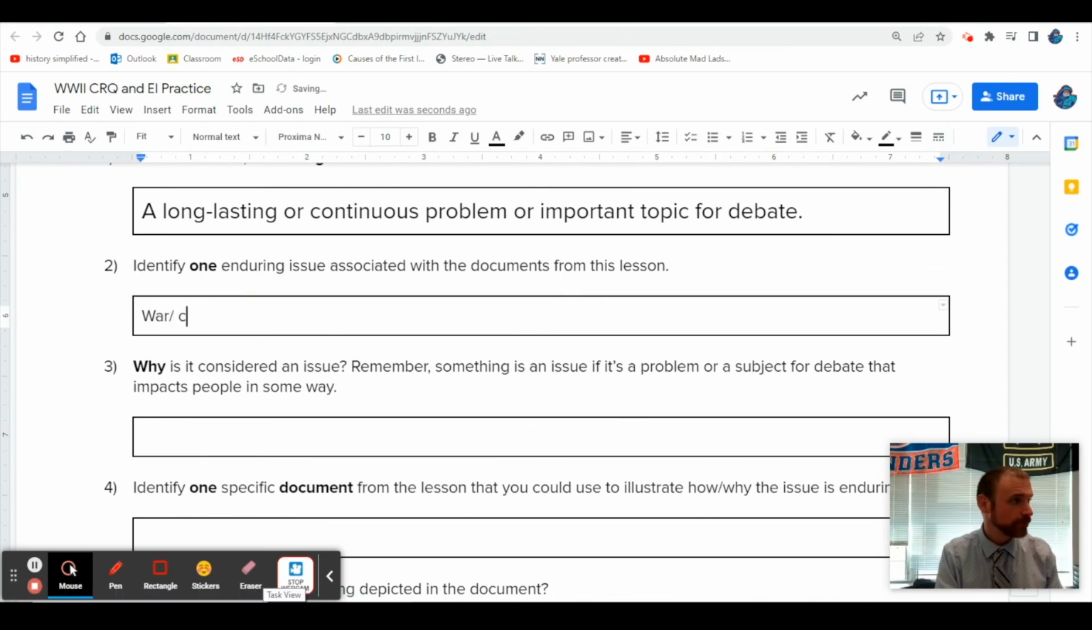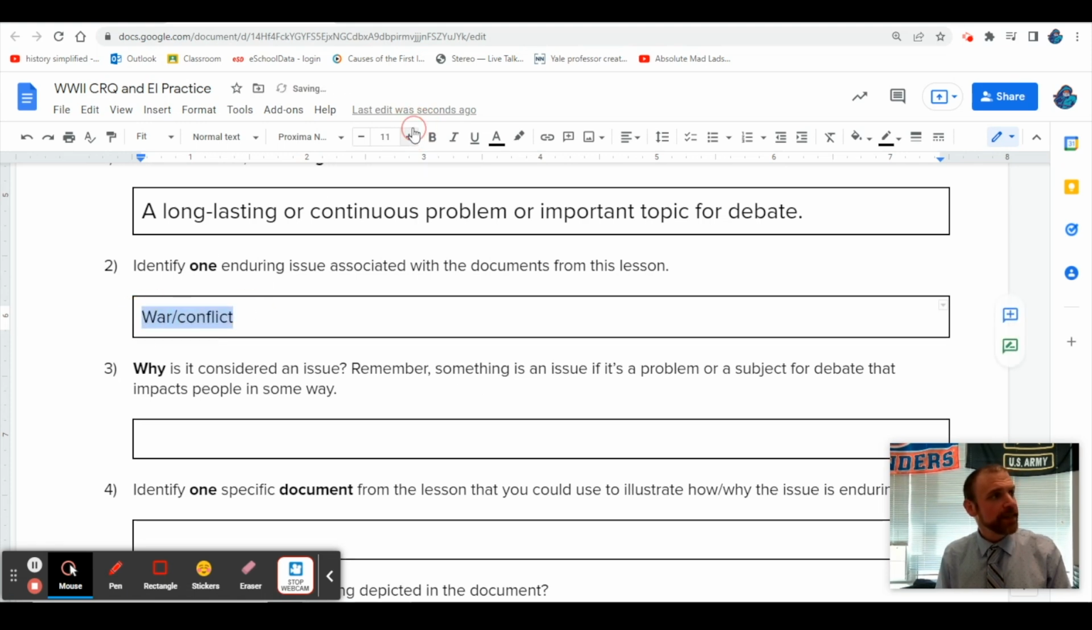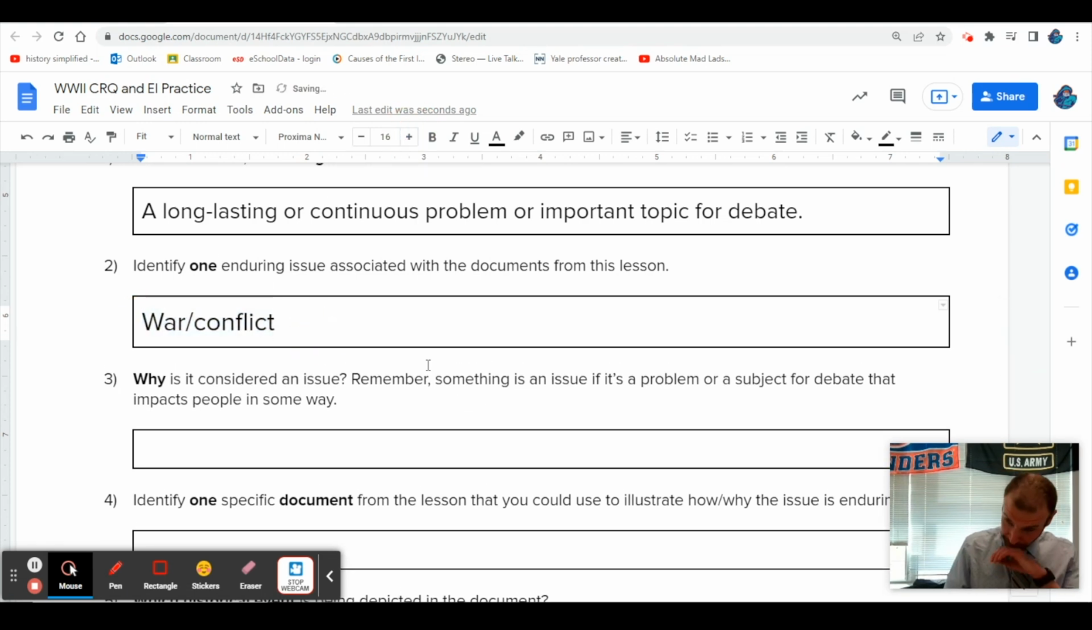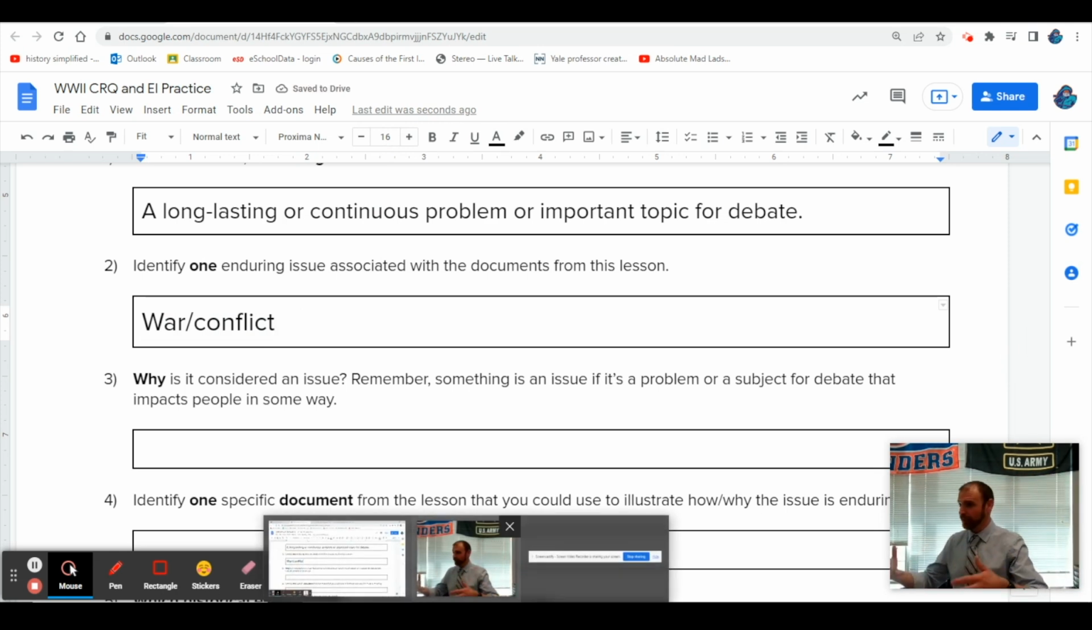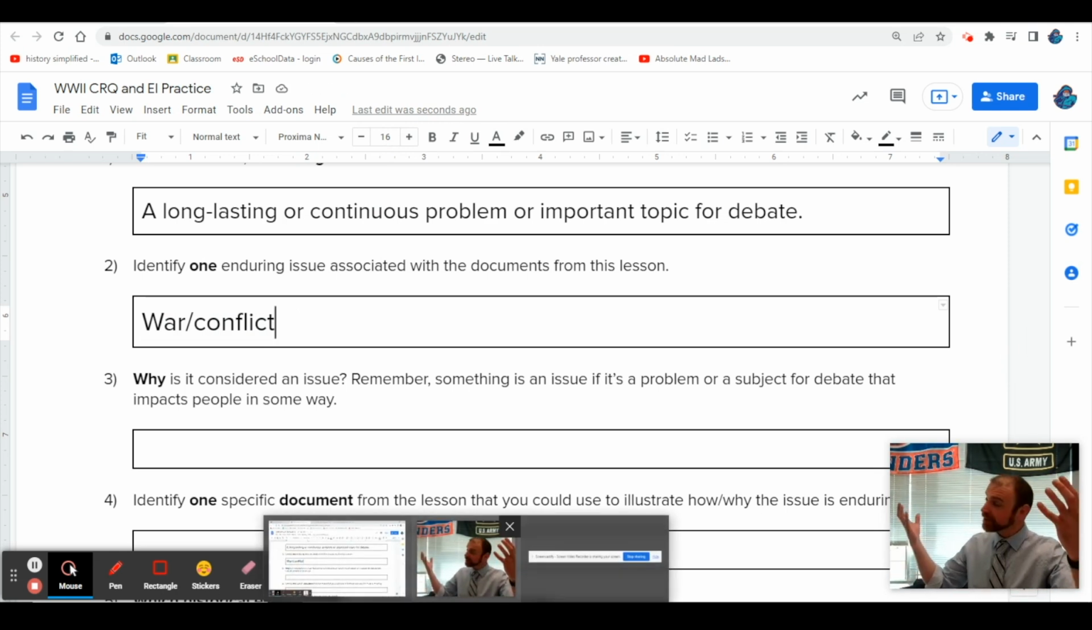War/conflict. And were you going to say the same thing? Yeah. Okay. I would argue that the Japanese attacking and conquering parts of China can be an enduring problem when you take it as a general act, because that's occurred many times through our history. Right now, we see the Russians trying to take over Ukraine.